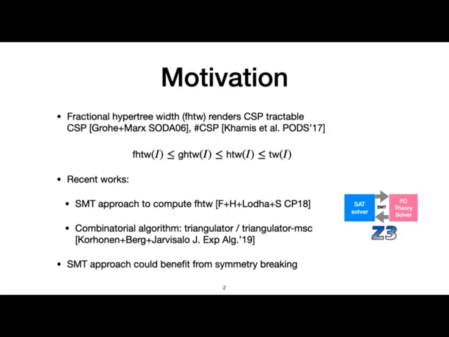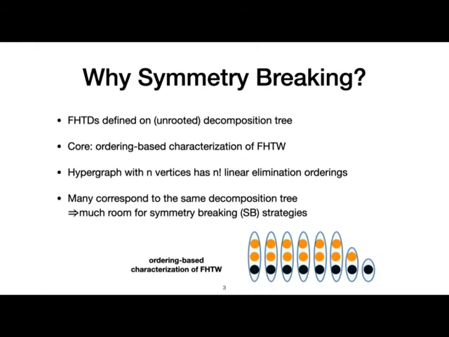A classical approach for combinatorial solving is to use symmetry breaking. And that is the focus of this paper. Why can symmetry breaking be particularly interesting? Fractional hypertree width is defined in terms of an unrooted decomposition tree. The core of the SMT-based encoding is an ordering-based characterization of fractional hypertree width. A hypergraph with n vertices has n factorial linear elimination orderings, and many correspond to the same decomposition tree. In consequence, it seems obvious that there is much room for symmetry breaking strategies.